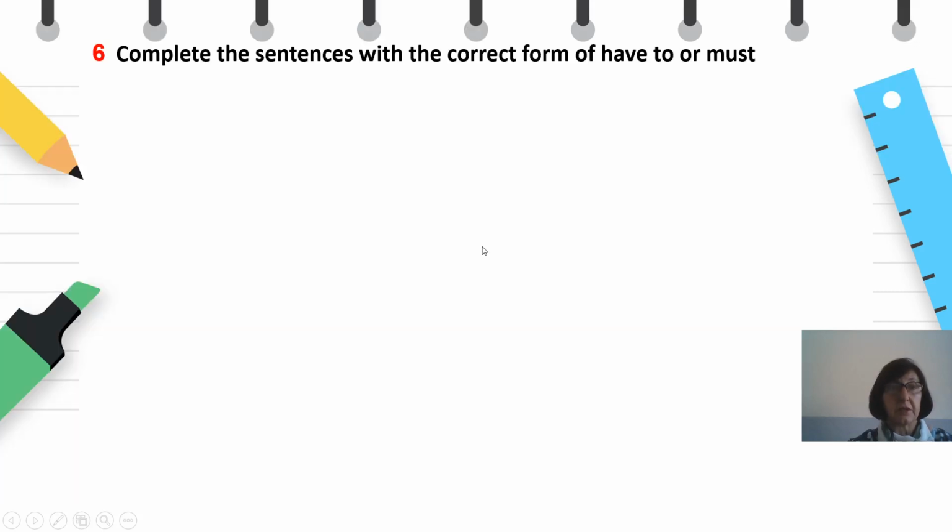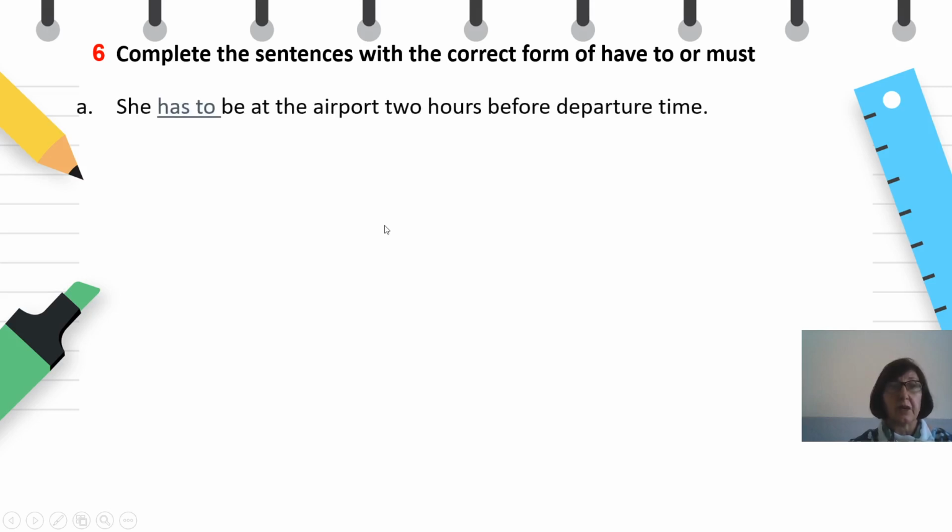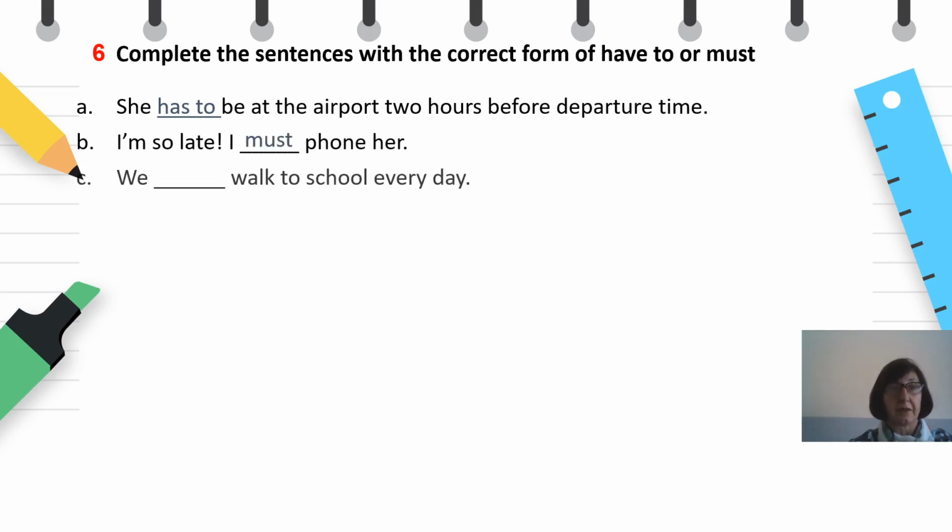So this discussion is for each student to think about and to say why they chose that option. The next step is exercise number 6, in which we have to complete the sentences with the correct form of have to or must. Let's go step by step. She has to be at the airport 2 hours before departure time. This sentence is already given, and in the next sentences you will have to think of the right choice. B. I'm so late. I must phone her. We have to walk to school every day.